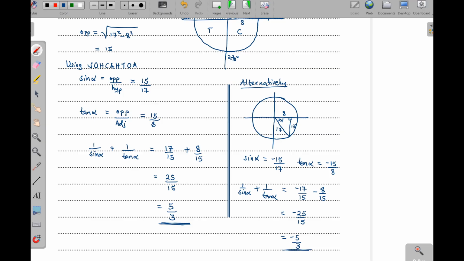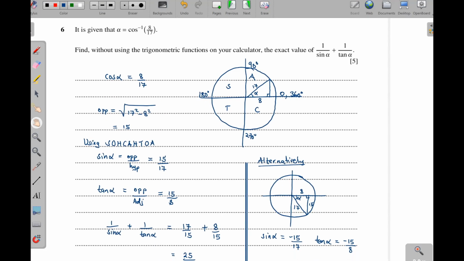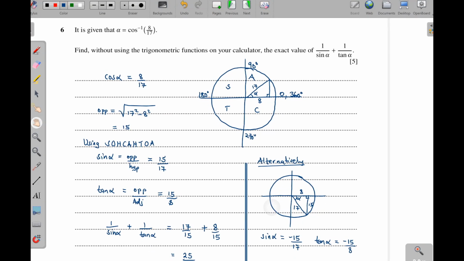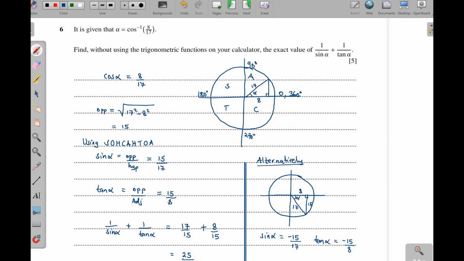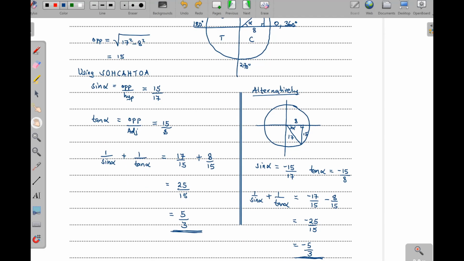So even this one will be marked right because they never specified whether alpha was acute, obtuse, or reflex. And we know that since cosine is positive, it is positive in the first quadrant and also in the fourth quadrant. If you consider the first quadrant, then sine and tan are going to be positive values. If you consider the fourth quadrant, then sine and tan are going to be negative values. You see that? Okay. So this has been it for this first part of the paper.